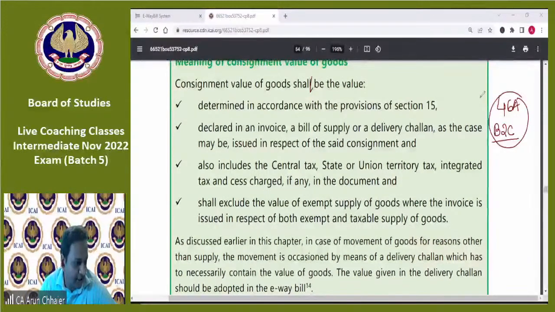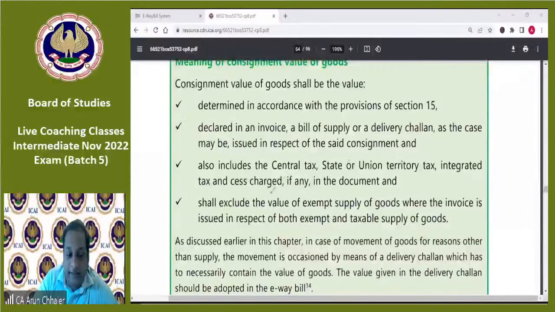Thank you so much to all the participants. Great answer. So, suppose in an invoice cum bill of supply, let's say 40,000 is the taxable value of goods, 8,000 is the exempted value of goods, and 4,000 is the GST.